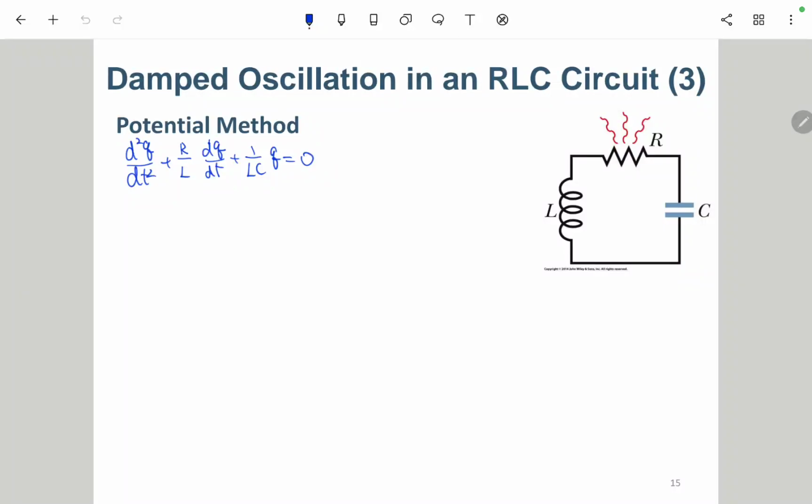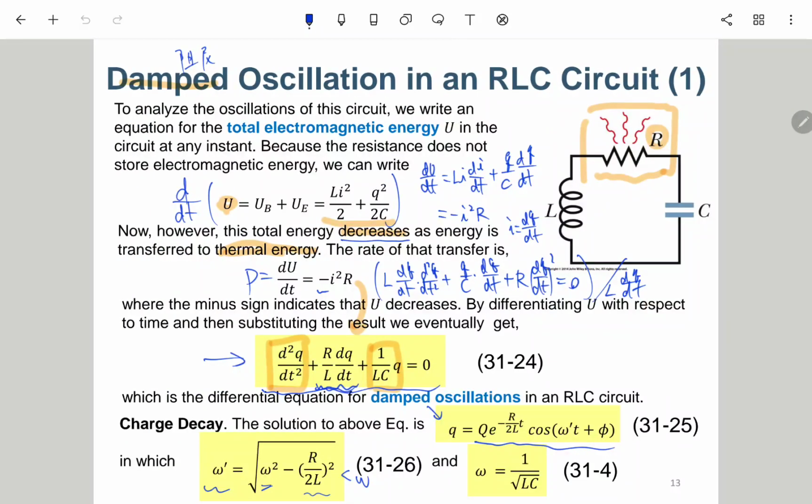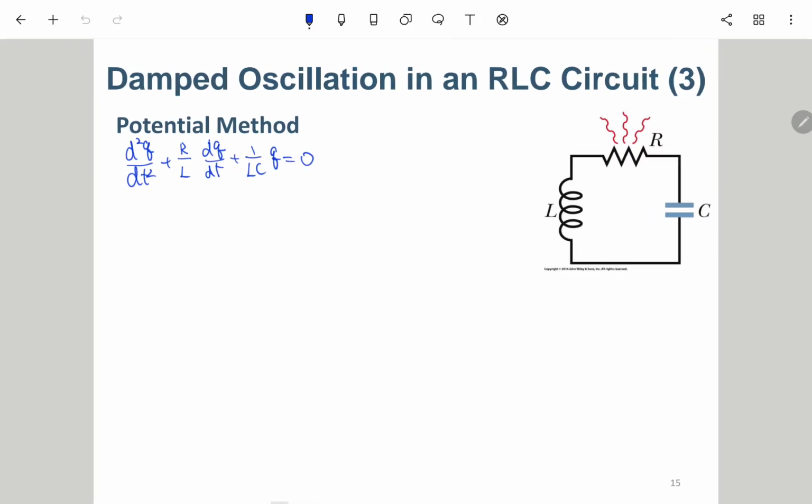Okay, so after we derive this second order ODE, we can use our ODE knowledge to actually try to solve it, to see why the charge will be like this, and also why the frequency will become smaller than the original natural frequency. So let's see.